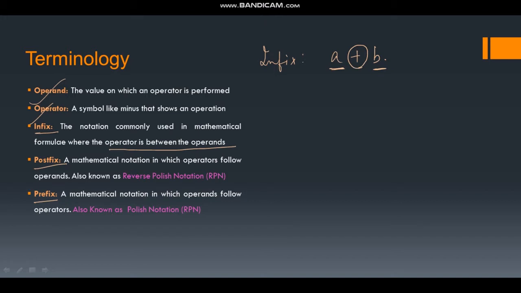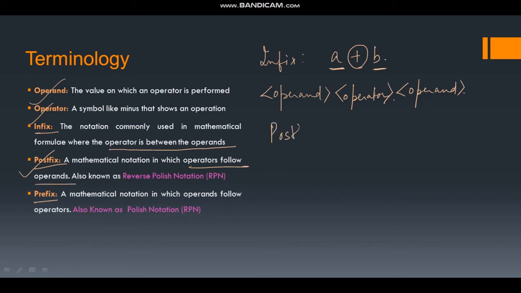So we can represent infix notation as we have an operand, we have another operand, and in between two operands we have an operation that is denoted by an operator. Let's come to the next, that is a postfix notation. It is a mathematical notation in which the operators follow the operands. So let's understand this with an example.